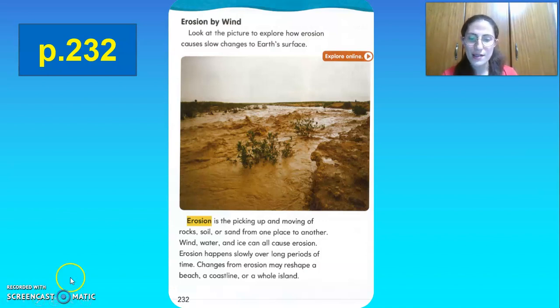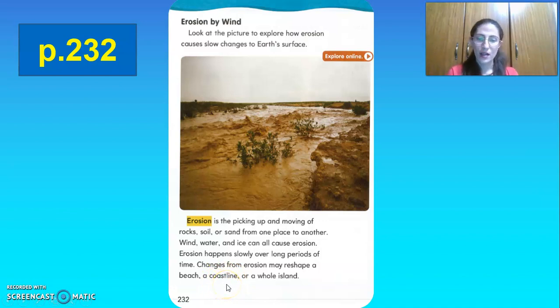So what happens is that changes from erosion may reshape, it means change the shape of, a beach, a coastline, or a whole island. Now you may wonder, what is a coastline? A coastline is the area where the land meets the sea or the ocean or the lake. It's called a coastline, okay? Clear so far? So far so good?